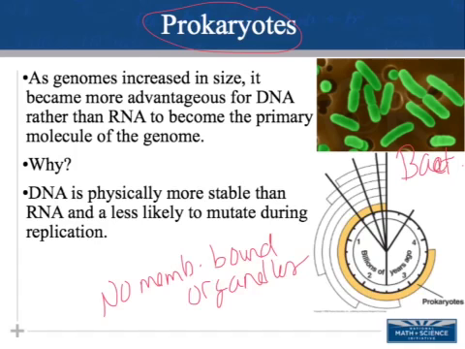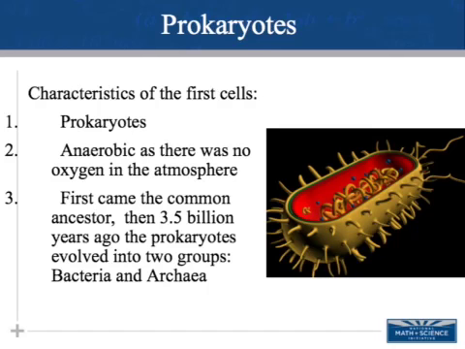Okay, and so the thought was, as these prokaryotes came about, DNA started taking over as the primary molecule of the genome from RNA, mainly because it is more stable than RNA and it is less likely to mutate. Okay? As the organism is going to continue to try to survive, it doesn't want its genetic material to mutate a lot every single time it replicates. And so with DNA being more stable, that became a better choice. So again, these first cells were prokaryotes.